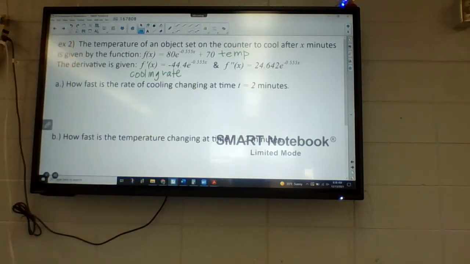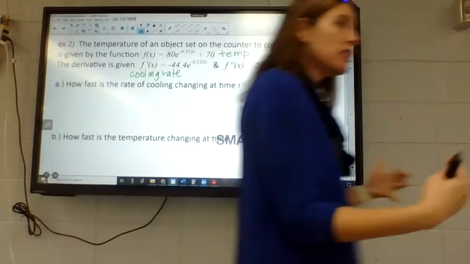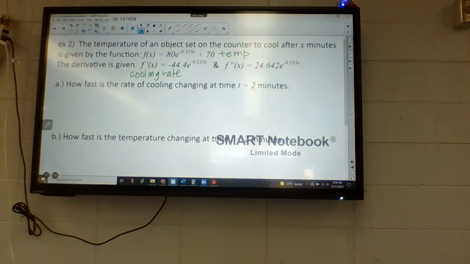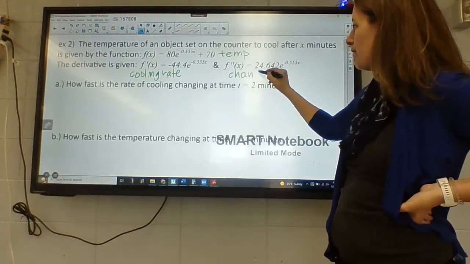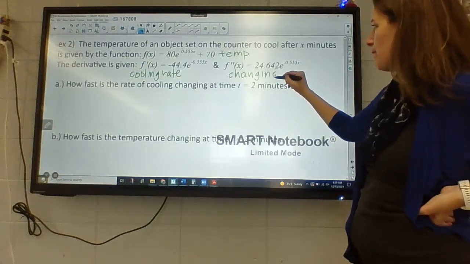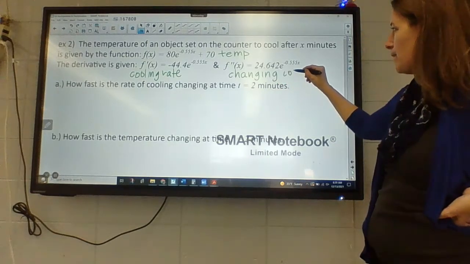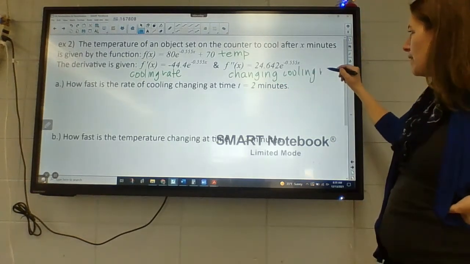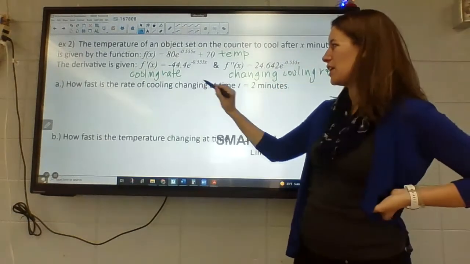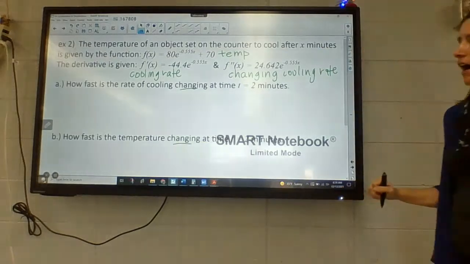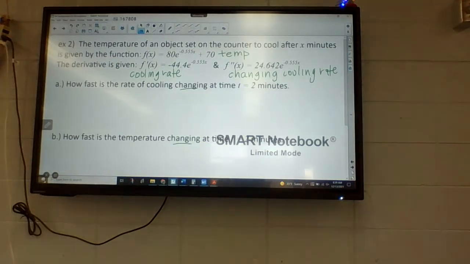And then the second derivative is like the acceleration of the cooling. So it's basically how much the rate of cooling is changing. So watch out for those words like the word changing. That's usually a clue that it's probably some form of a derivative.